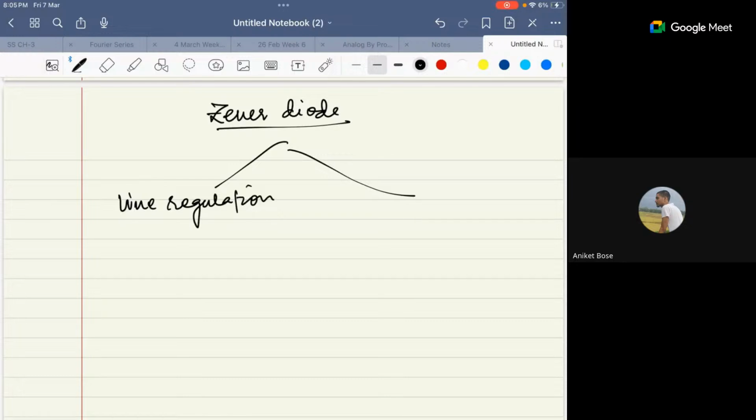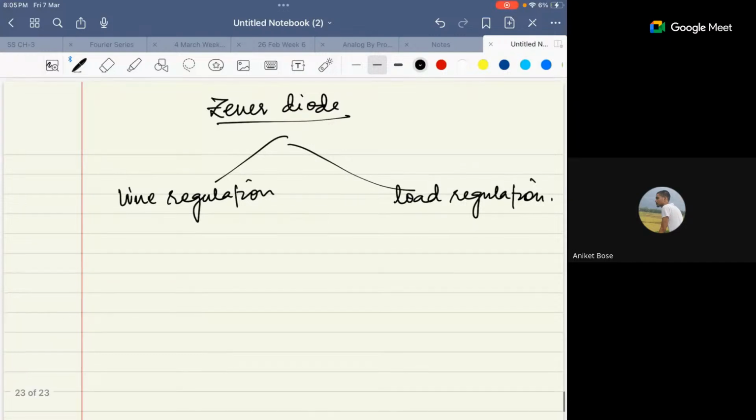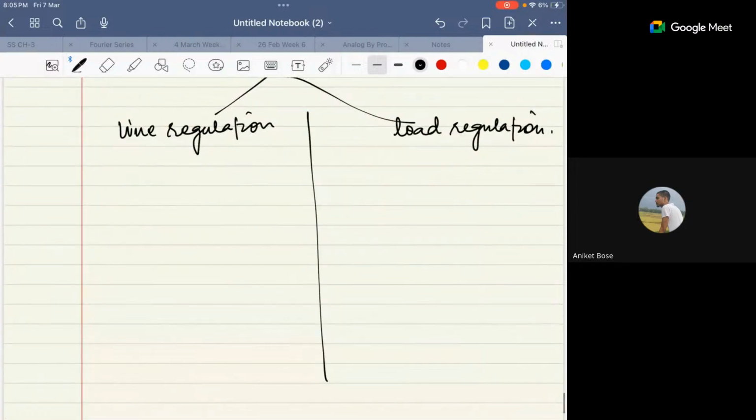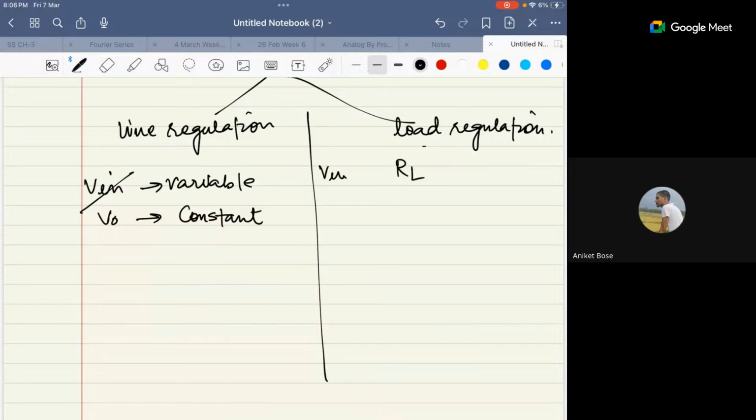See what happens in the line regulation: your V input will be variable. In load regulation, V input will be constant, but RL will be variable. RL is the load resistance. I'll just draw the circuit that will help you to understand it.